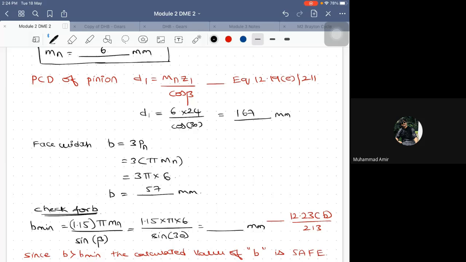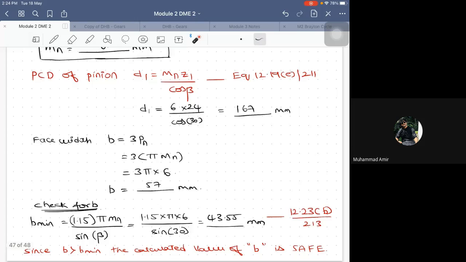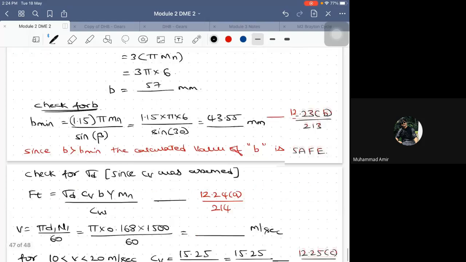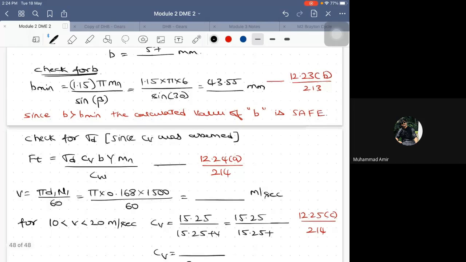That is the minimum face width, and whatever your calculated value is should be greater than this particular B minimum. B minimum was supposed to be 43.55, but your calculated value was 57, so it is above the B minimum value. So you can write the sentence there: since B is greater than B minimum, the calculated value of B is safe. Just write that and go for the checking of sigma D.